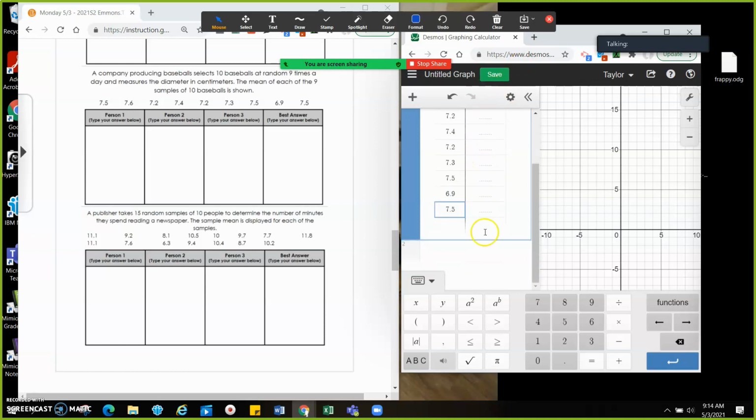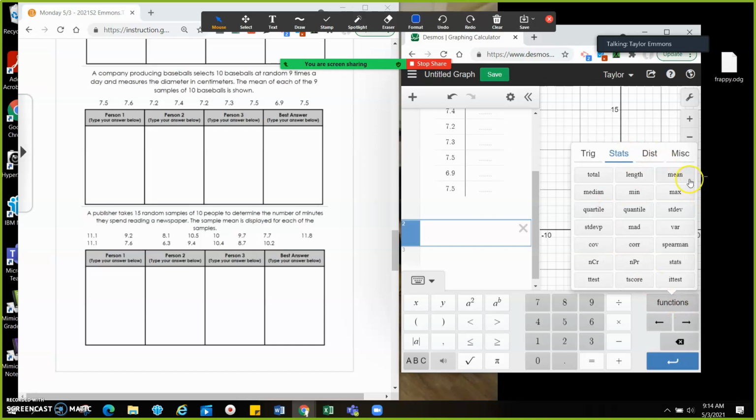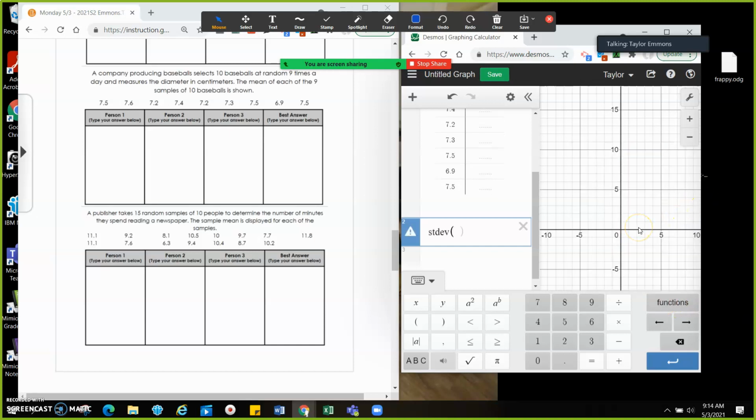Then we're going to find the standard deviation. So we're going to go to functions, hit stat, hit standard deviation, say x sub 1, and that's going to give us a standard deviation of 0.21.